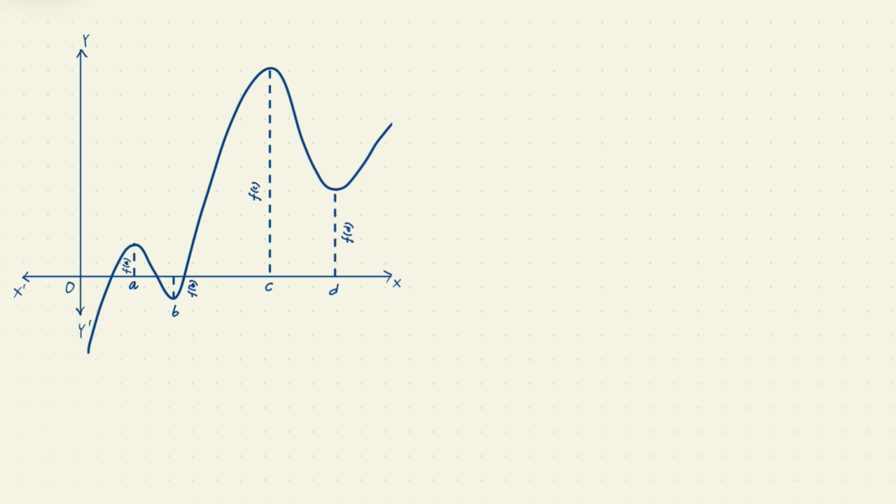Here I made a function. As you can see, at point A the function has some maximum value, and point C also has a maximum value, and at point B we have some minimum value, and at point D also we have some minimum value. These are called the local maxima and local minima.